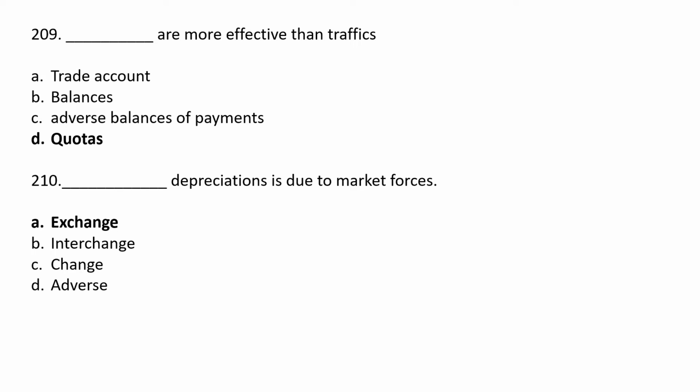Dash are more effective than traffic. Option A trade account, option B balance, option C advance balance of payment, option D quotas. The correct answer is option D quotas. Quotas are more effective than traffic.